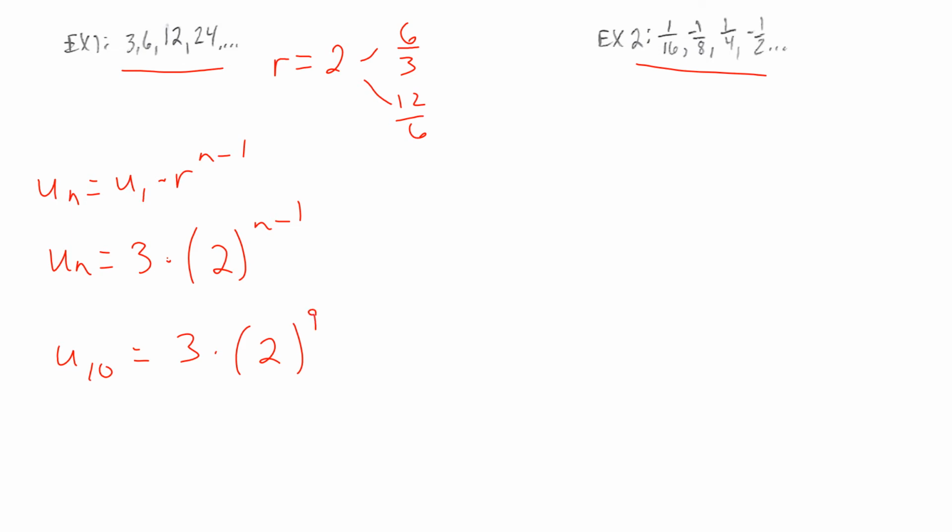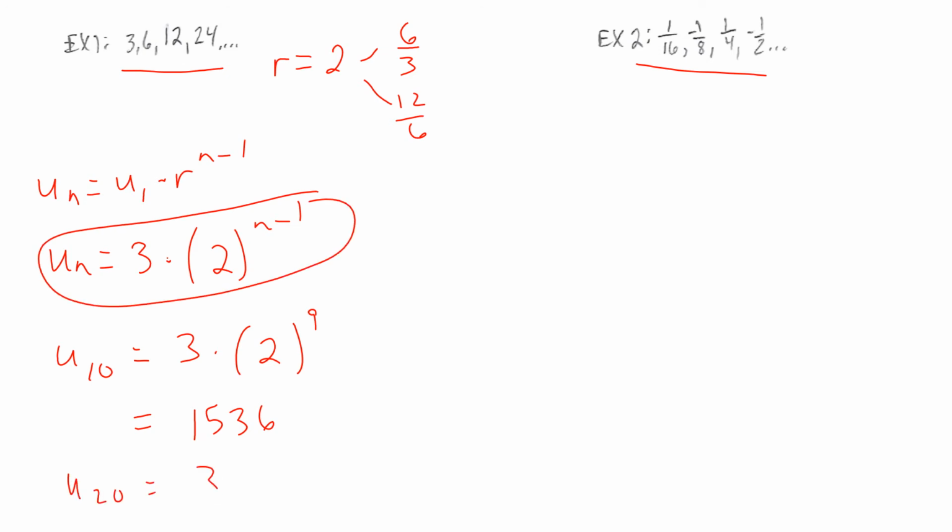which, with geometric sequences, get really big or really small fast. So that's 1,536. Again, you could list them out, but that'd be a big pain if you had to do that. Okay, so again, if you find the nth term, now you can figure out anything. If we go just up to 20 there, 3 times 2 to the 19th, it starts to get crazy big.